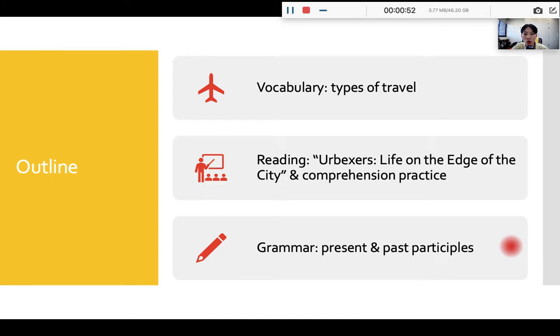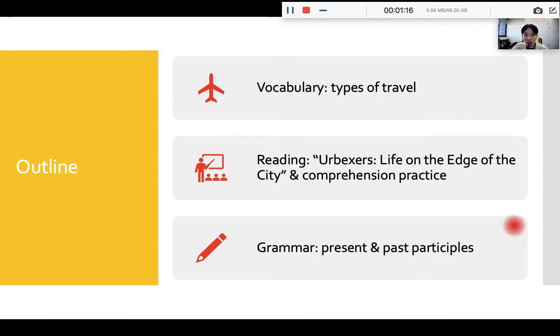Do you know the differences between them? And do you know how they function in sentences? If you do, this is a chance for you to review. If you don't, this is a good chance for you to learn them properly and use them properly in sentence making and in speaking as well.